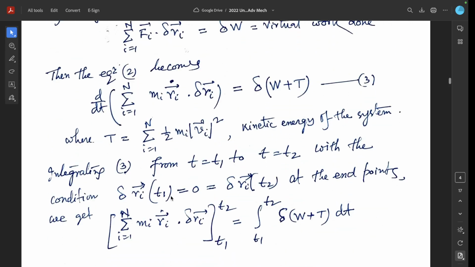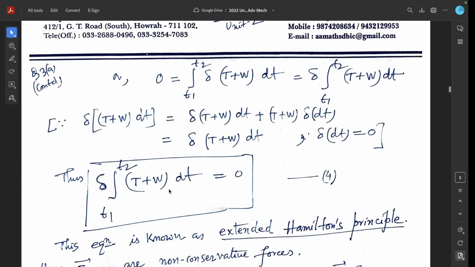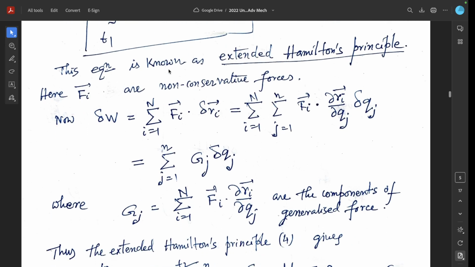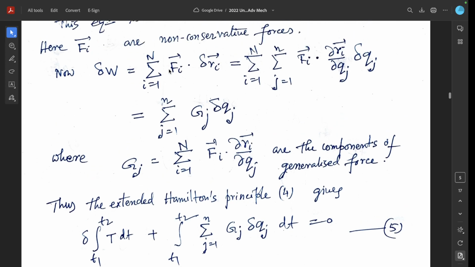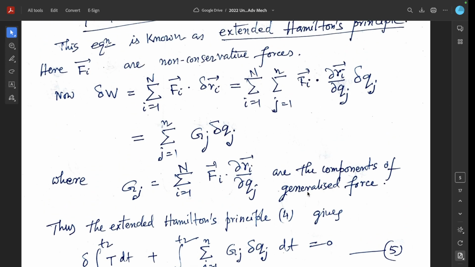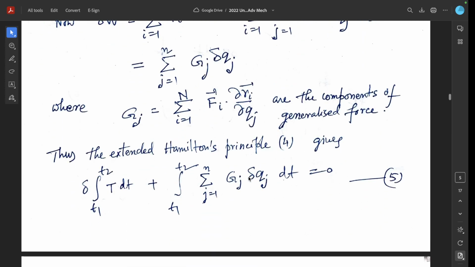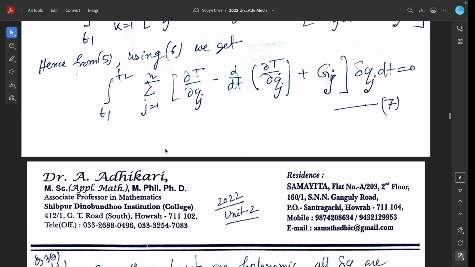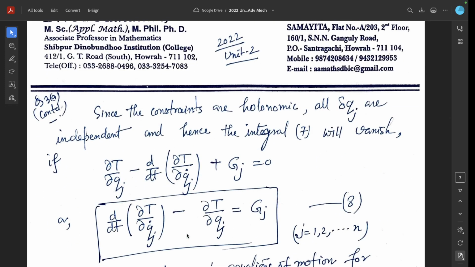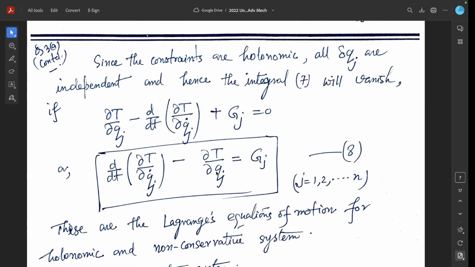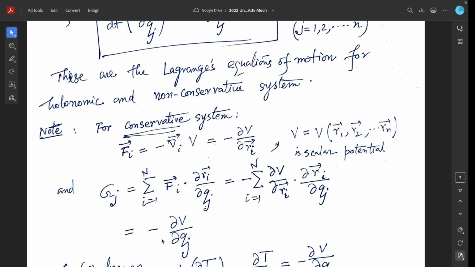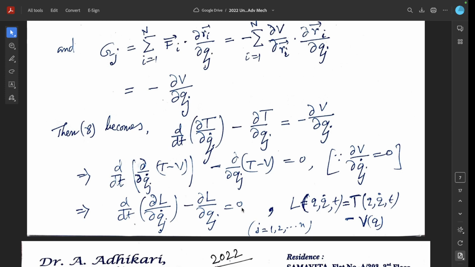So this is the more detailed and lengthy part. Here we use the extended Hamilton principle, this equation 4, and this Qi is the components of the generalized force. Ultimately we get this equal to this, and this is for the non-conservative force. So again for conservative force we derived this case, and ultimately we get this expression.